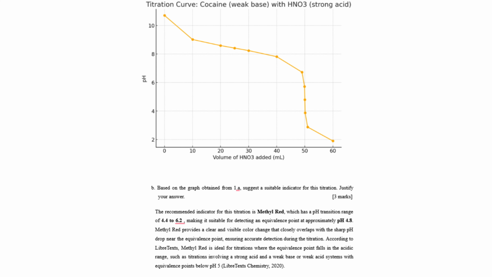For choosing an indicator, from the graph it can be seen that the equivalence point is around pH 4.8. A suitable indicator for this titration is methyl red, which changes color from red to yellow as the pH increases from acidic to alkaline, with a transition range between pH 4.4 and 6.2. This color change occurs within the steep region of the titration curve, which in turn ensures accurate endpoint detection.